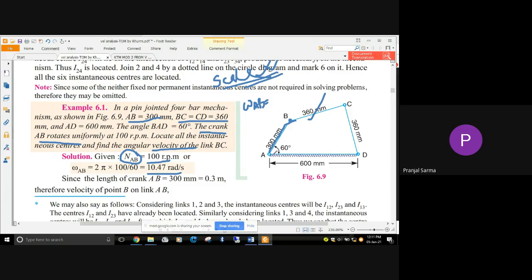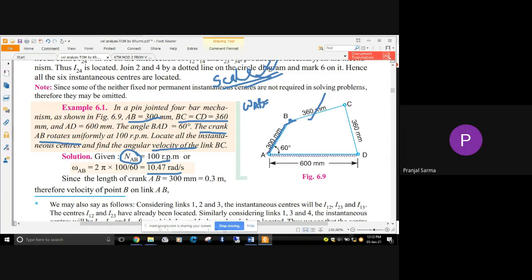So right now, as AD is a grounded link or fixed link, with respect to A, whatever is the velocity of B, will it be absolute velocity or relative velocity? AD link is fixed. Okay, and I am talking about right now AB, and we are talking about velocity of B with respect to A. So will that be absolute velocity or relative velocity? Who can tell me? Absolute, sir.